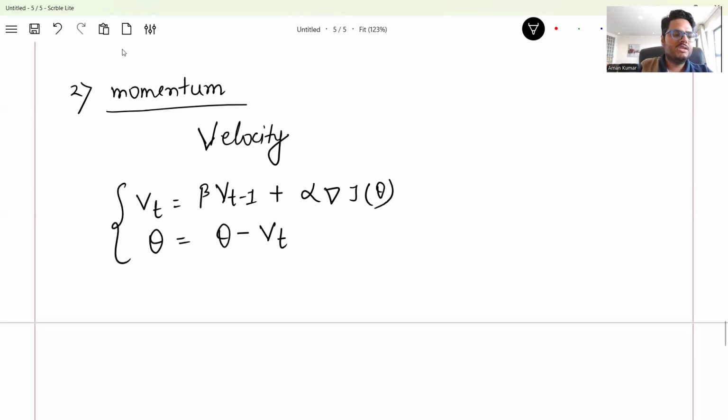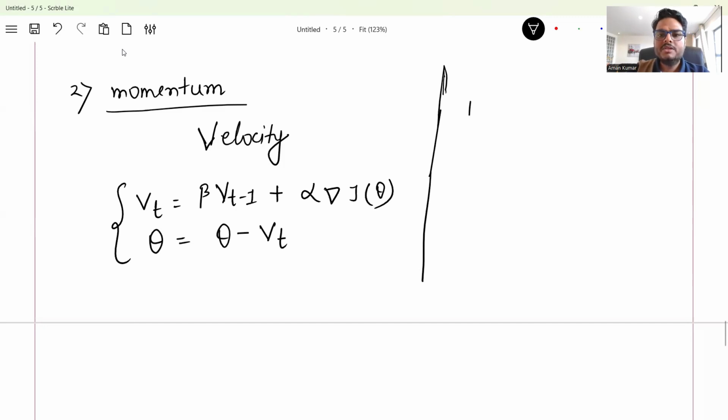But before that, I will just explain one simple concept that is known as exponential smoothing. Okay. So exponential smoothing is basically a simple concept that is used in the world of time series forecasting and signal processing and many other things. Okay. The concept is pretty simple.